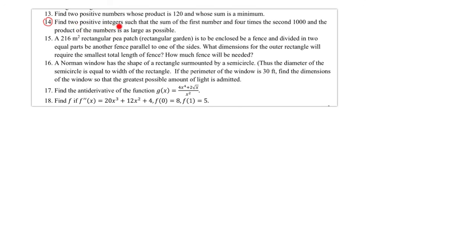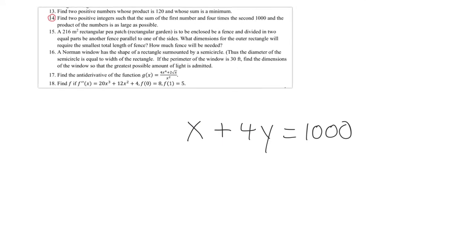Okay, find two positive integers such that the sum of the first number and 4 times the second, I guess that means, is 1000, and the product of the numbers is as large as possible. So we're going to be maximizing the product. So in a way, this is kind of the reverse. One number, we'll call that x, plus 4 times the second, that's going to be 1000. Pause the video if that's confusing to you, but that's what we're going to have to do there.